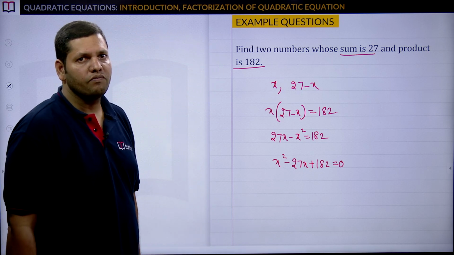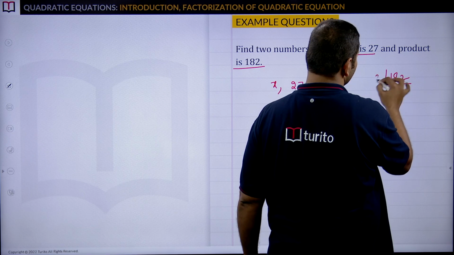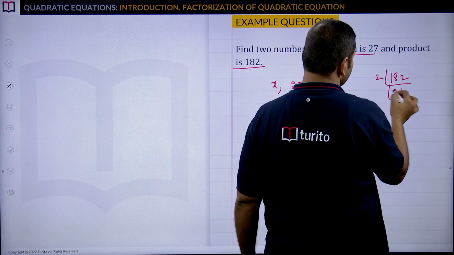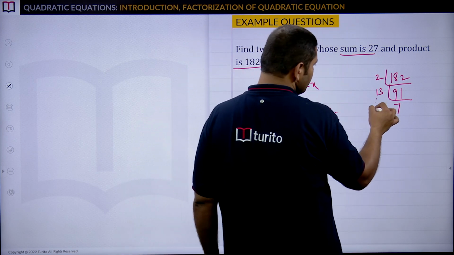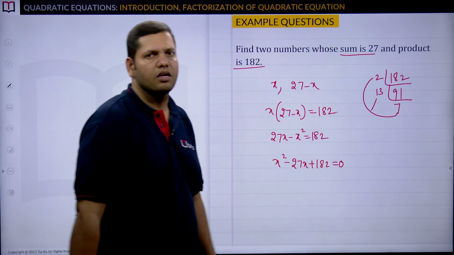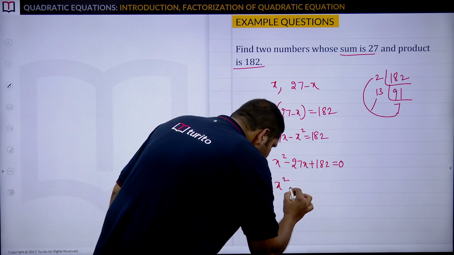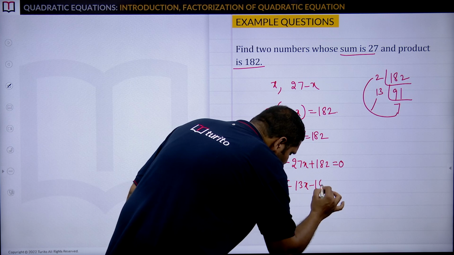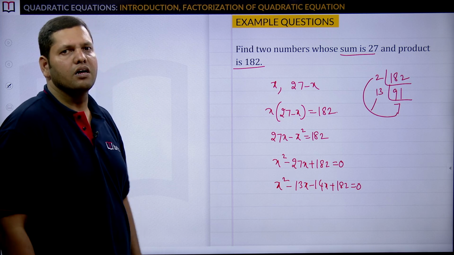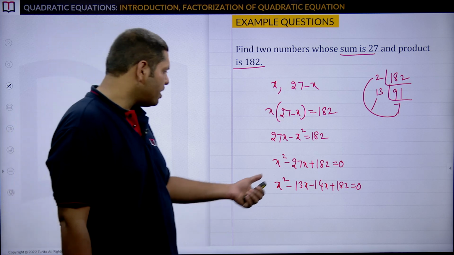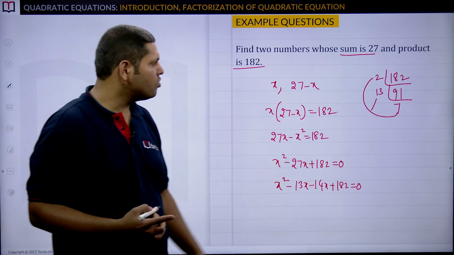Now, I want to take the combination of 182. Tell me, children, what is the combination? So, find the factorization of 182. This is 2 ones are 2 and 13 sevens are 91. So the combination is, children, we can go with 13 and 14. So 13 and 2 into 7. So x square, this minus 27 I am writing as minus 13x and minus 14x plus 182 equal to 0. Clear, children? This minus 27 I am writing as minus 13 and minus 14 because 13 times 14 is equal to 182.